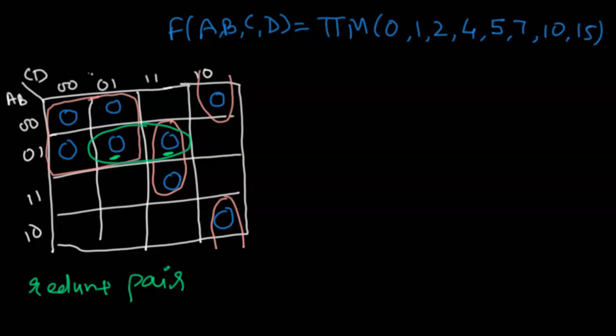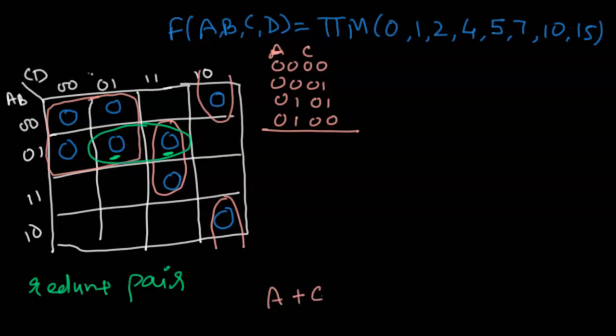So let's see what the first pair gives us. We have again the common terms. Let's write down 0 0 0 0, then 0 0 0 1, 0 1 0 1 and 0 1 0 0. So the common term that we have is A, B, C. Because this is POS, remember my first term will look like A plus C.